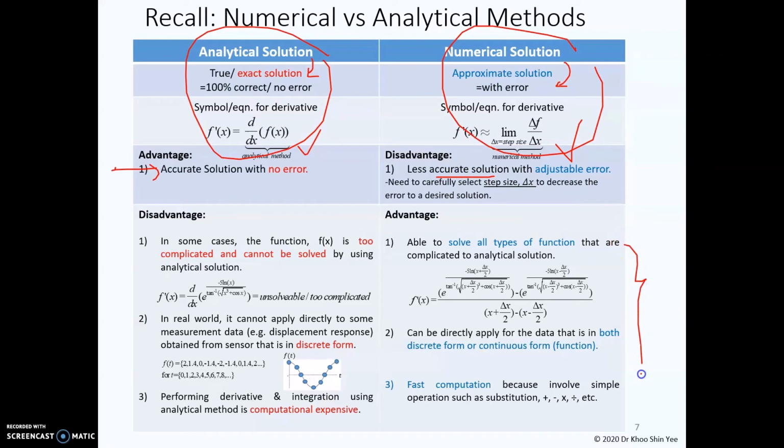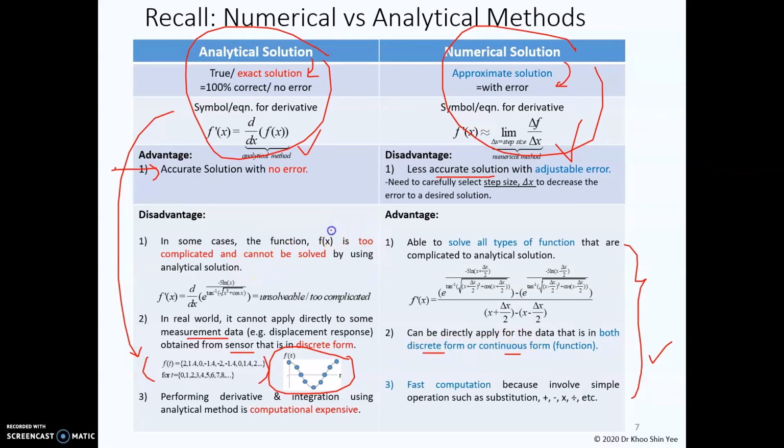However, in some cases, the numerical method is more favorable than the analytical method. For example, if you have measurement data that is obtained from a sensor, then you should obtain the data in discrete format like this. So in this case, we cannot apply the analytical method to solve the problem. So we have to use the numerical method, where you can see that the numerical method can be applied to the discrete data or the continuous data.